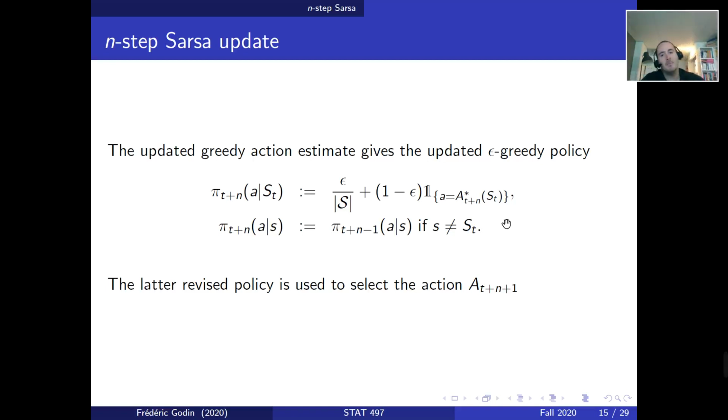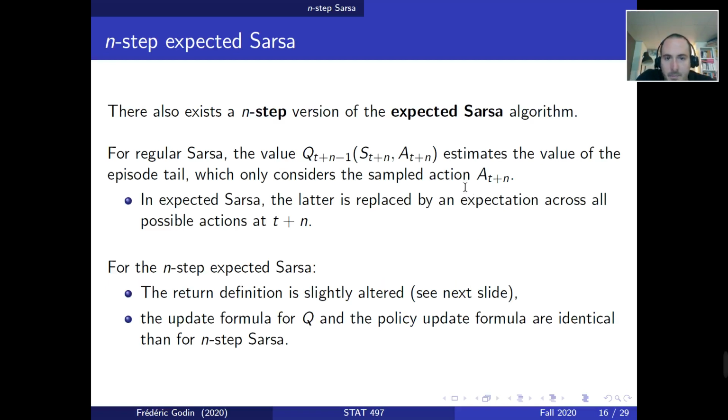Okay, so then at time t plus n, you have a new policy, and you can use this new policy to select your action at plus n plus 1 in your episode. So at every time step, you refine your policy and you use your revised policy on every time step to continue selecting actions throughout your episode. So to generate an episode, the policy changes on each time step. The policy varies across the episode.